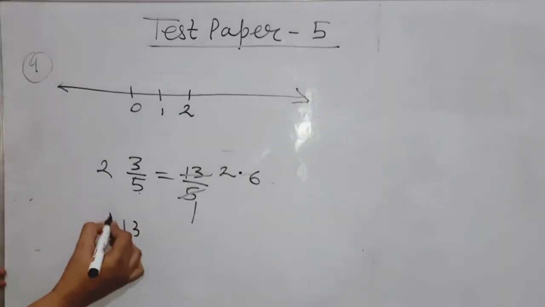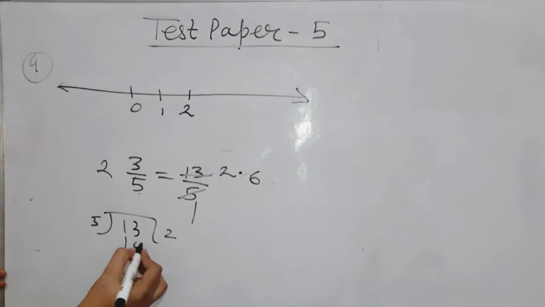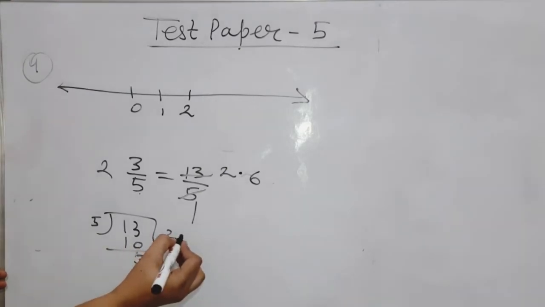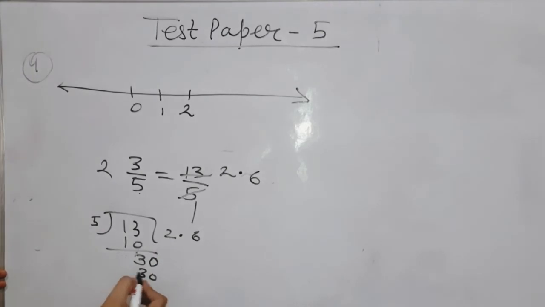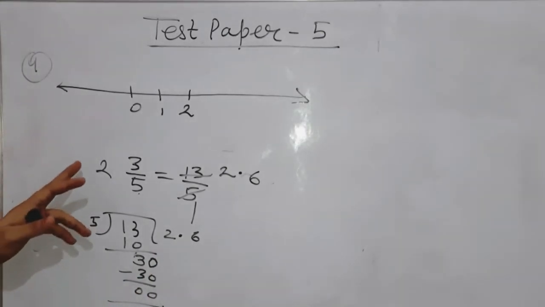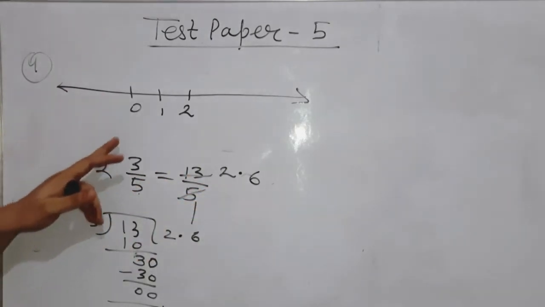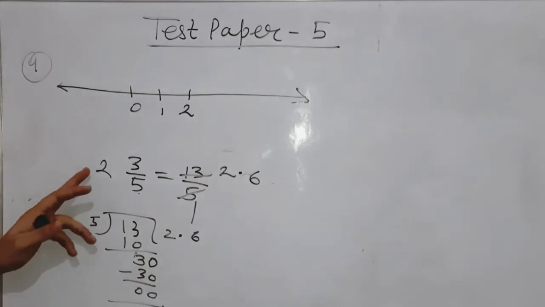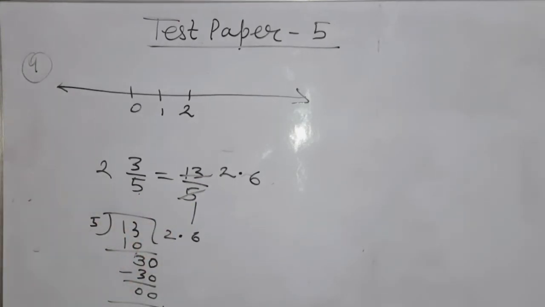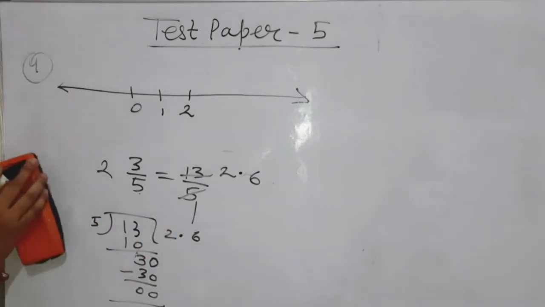Once you divide 13 by 5, 5 2s are 10, 3 remainder, you will place a decimal point and add 1 0, then it will be 5 6 are 30. That means this point lies at 2.6. 2 3 upon 5 is 2.6. That means it lies between 2 and 3.